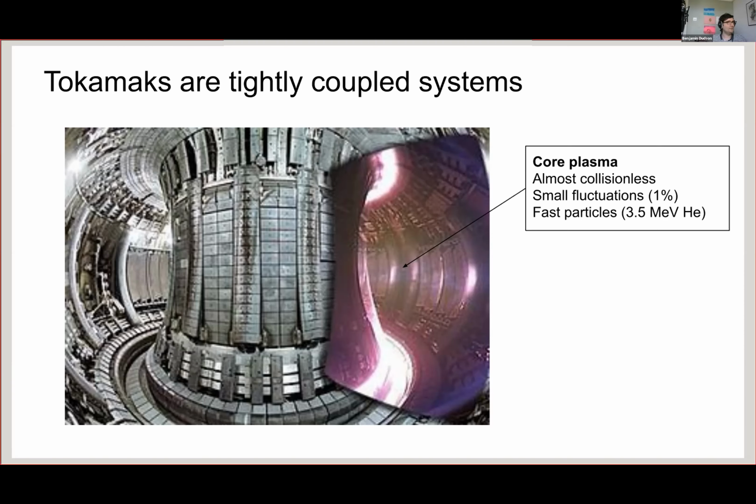It's almost collisionless, in that particles can freely stream around the machine many times without colliding with anything else. Those particles are moving at a good fraction of the speed of light, and they can move throughout the entire domain, or over a very large part of the domain, in a very short time. It has very small fluctuations. In order to keep the heat in, we need to make sure that heat is not being leaked out through turbulence or other processes.